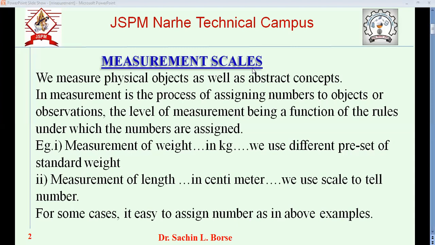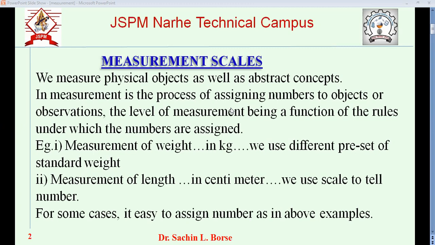Suppose I want to measure the weight of a person. So I will take the weight scale and measure. Suppose the person's weight is 70, then I may choose 50 and another 20, it is 70. But it is preset, standard weights are available. So that is our measurement. So we measure the weight of a person, we measure the weight of an object.